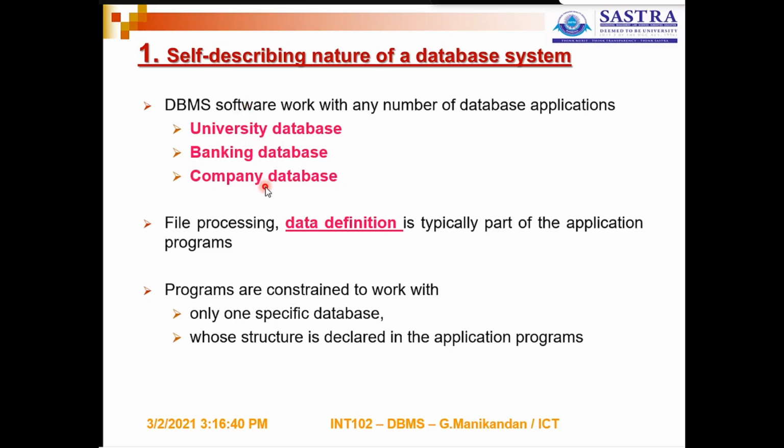So now what is the major difference? If you take your traditional file processing system, in the case of your database system, your data definition or the data structure is stored in a separate DBMS catalog. Whereas here, your data definition will be part of your application program, or your data definition is closely tied with your application programs.